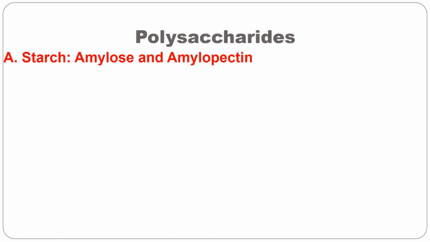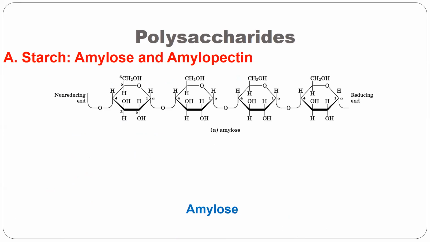Okay, so the first kind of polysaccharide that we will explore is the starch. There are 2 kinds of starch: amylose and amylopectin. What you can see here is the structure of amylose. Here is the non-reducing end sugar.